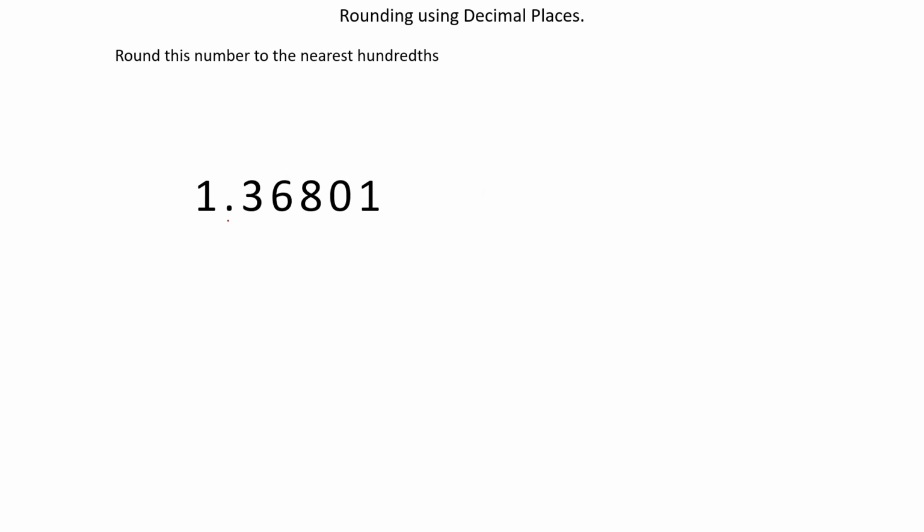Okay, my hundredths place. Right, it's going to be the 6 because after the decimal place, the 3 is the tenths, and then the 6 is the hundredths. I now draw a line. Since 8 is greater than 5, I round the 6 up by 1. And make every other number to the right side of that line 0. So in this case, I'm going to have 1.37.